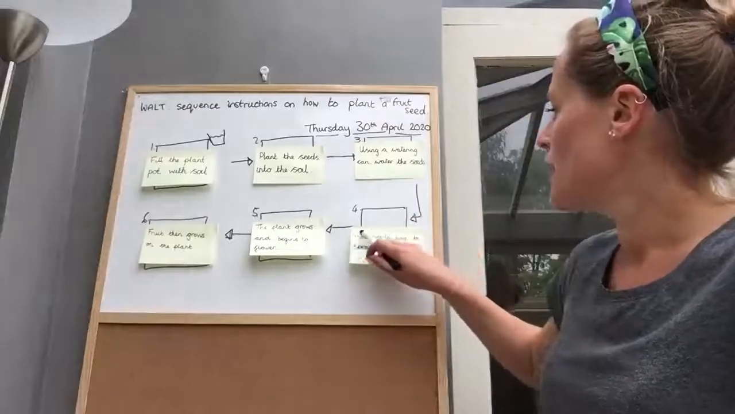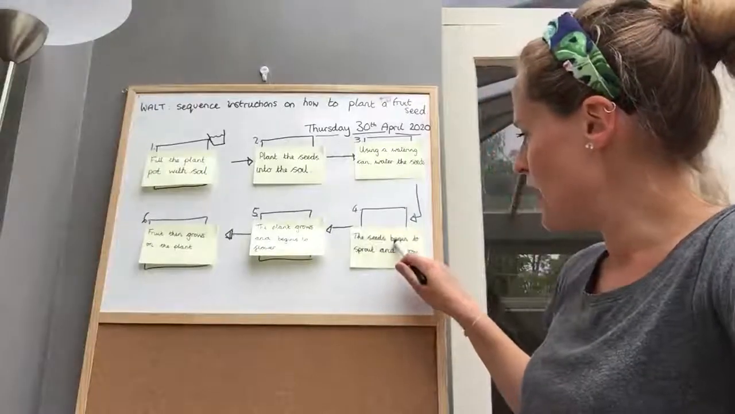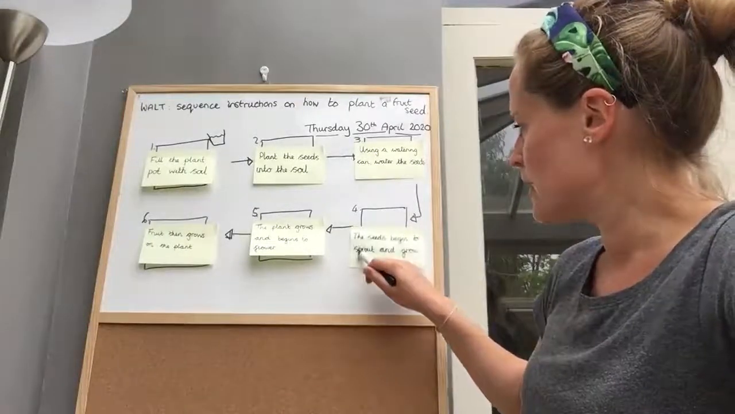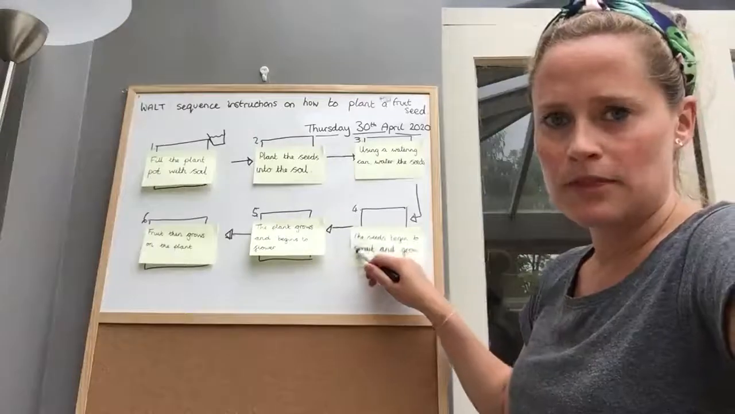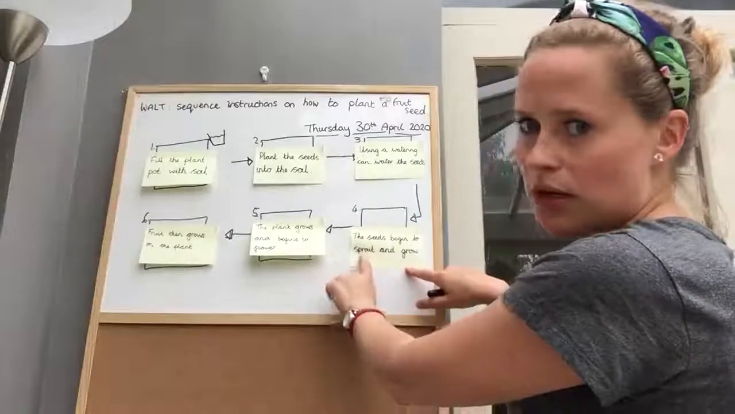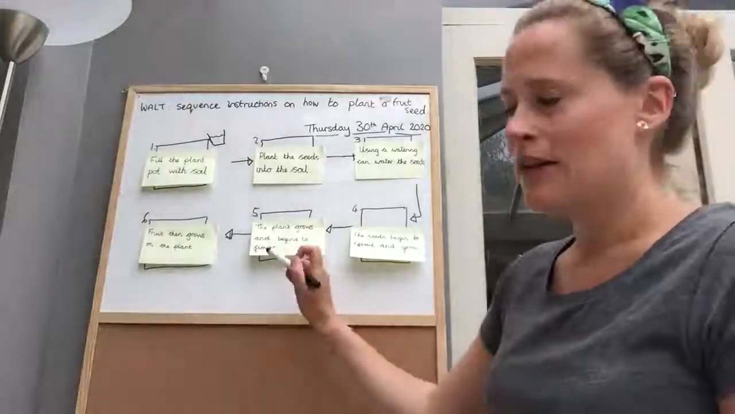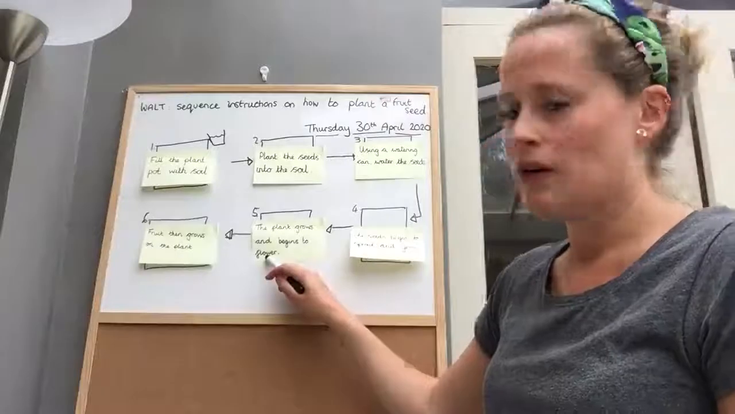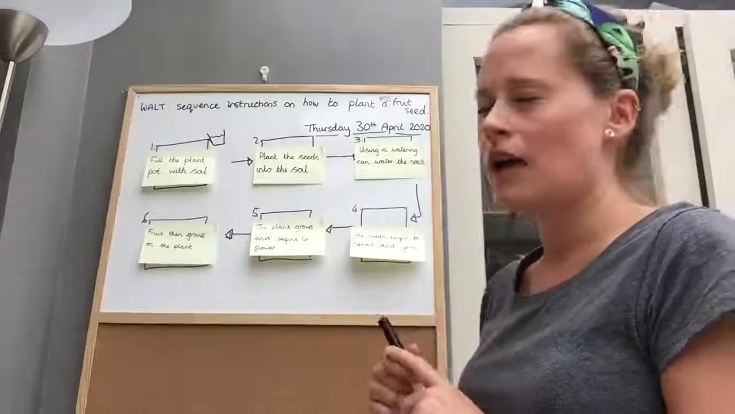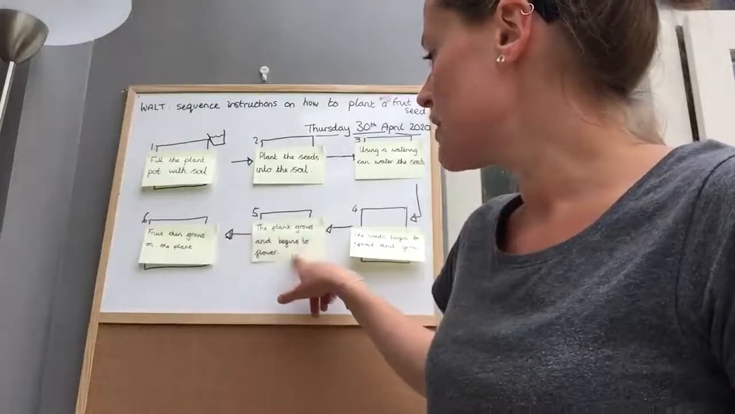Number four. By this point, some of the words are looking quite familiar because we keep repeating them. The seeds begin. So we start. The seeds begin to sprout. We've got the word out and we've got sprout and grow. The seeds begin to sprout and grow. Step number five, the plant grows and begins to push the sounds together. What could that be? Flower. Well done. The plant grows and begins to flower.